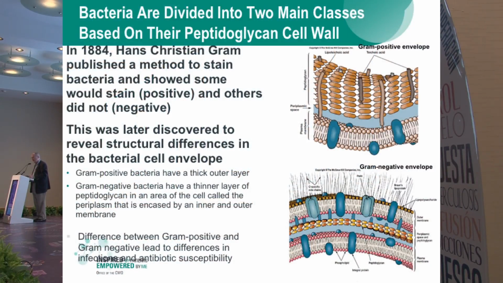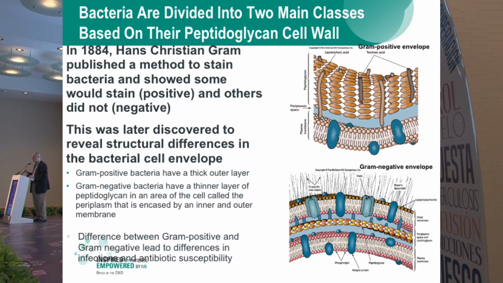So in 1884, almost 150 years ago, Hans Christian Gram published a method to stain bacteria and showed some of the bacteria stain in a positive way that would be dark blue and others did not. That would be red. So we call it positive and the others negative. These became known as gram-positive and gram-negative.